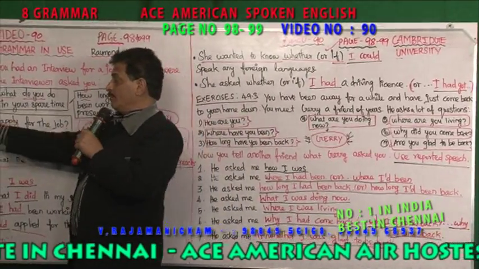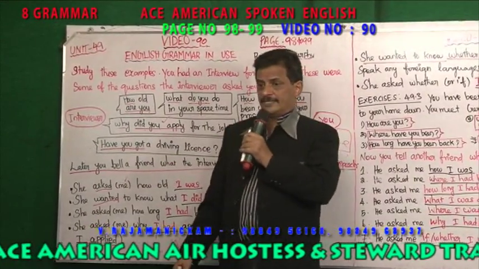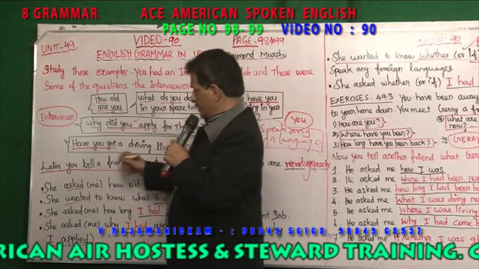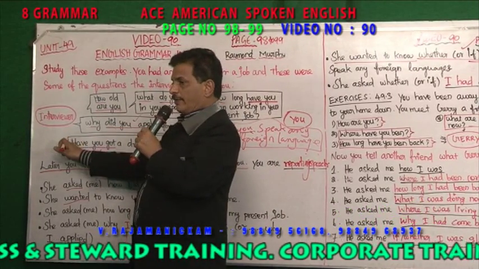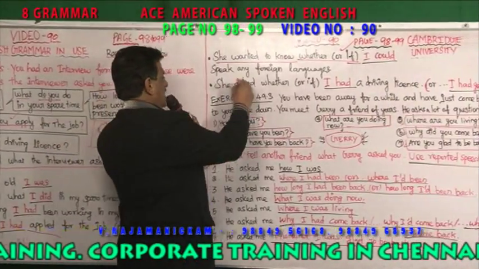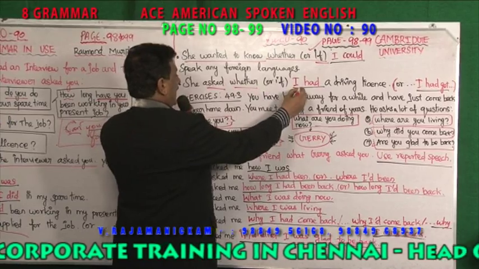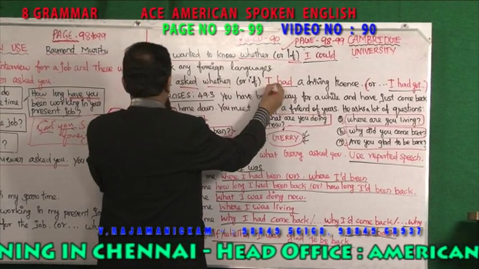So next question. The interviewer asks, have you got a driving license? So how do you change? See, this auxiliary verb comes before the subject you. So no information, yes or no. So you have to use whether or if. She asked whether I had. Have you got changes into I had.